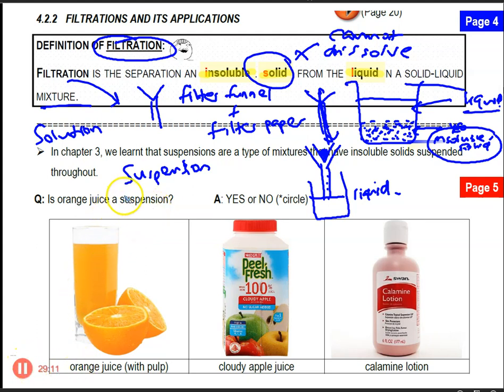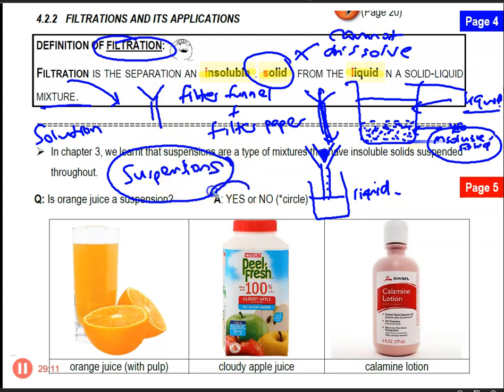All right, so let's come back to this. Now, I just asked you to think about whether it is a suspension or not. An insoluble solid in a liquid. If you look very carefully here, you can see that all the solid particles are sort of suspended in the liquid and then they settle down, right? So actually what we're talking about is a suspension. So we use filtration when we want to separate suspensions, okay?